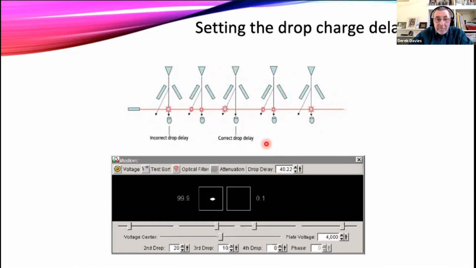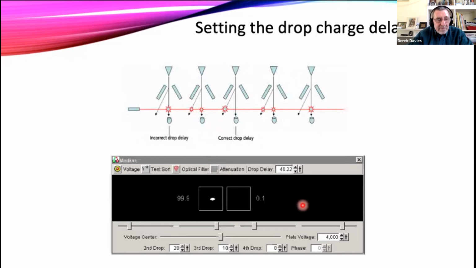And this is the point we want to be at, because we know then that we're not losing anything that we could have sorted. Now, if we have this sort of situation where some of the beads are being sorted to the left, but some are still in the center stream, then we know that although we are sorting some of the things we're interested in, we're also losing some because they're passing straight to waste. So one of the things that Rui has already done is set the AccuDrop system up already.